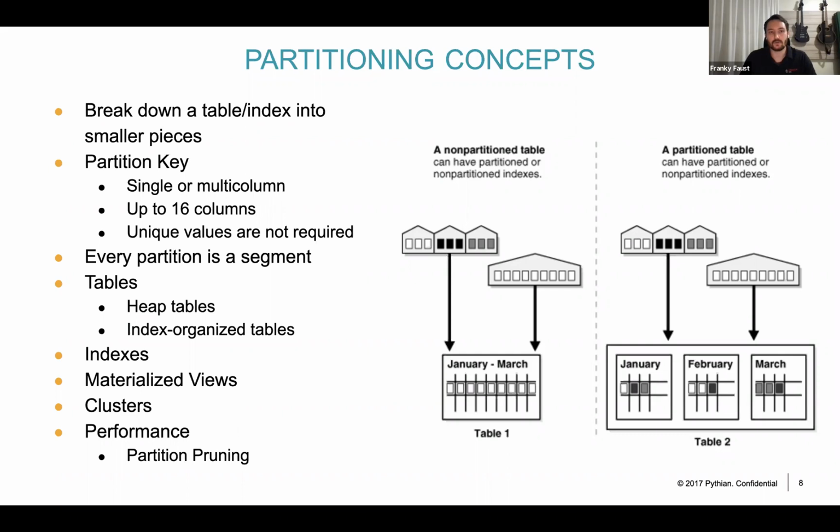So a partition key, what is a partition key? The partition key is made of one or a set of columns. So it can be just one column or up to 16 columns. And unique values are not required. So it's not like the primary key. So what will be your partition key? Well, that's up to you to decide, and based on the data that you have.